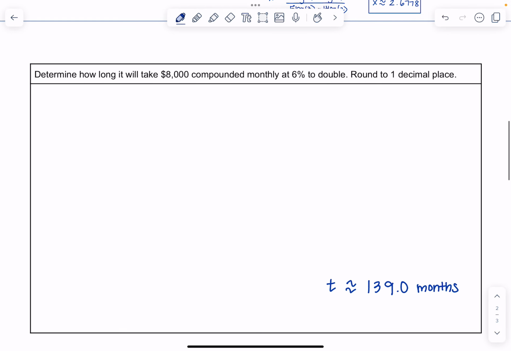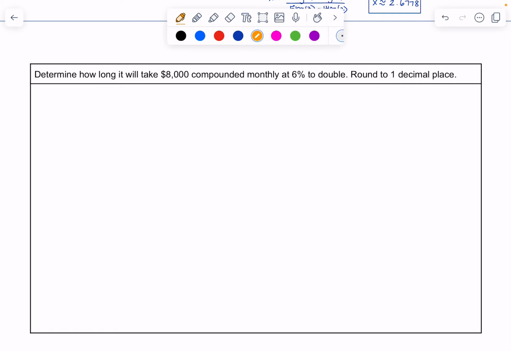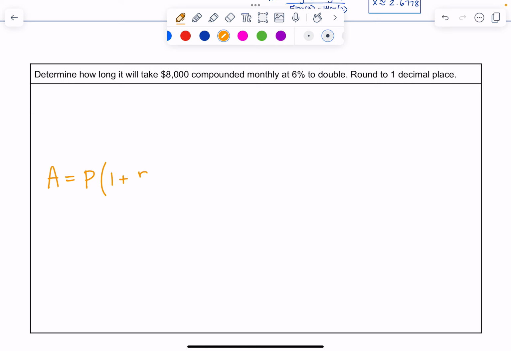All right, this next problem says, oops, I forgot to erase the answer here. Determine how long it will take $8,000 compounded monthly at 6% to double, round to 1 decimal place. So we need to pull back that equation that we talked about a while ago, which is, let me get a bigger pen again. A is equal to P times 1 plus R over N to the NT. And we need to talk about what each of those variables mean, but this is the equation for compound interest.